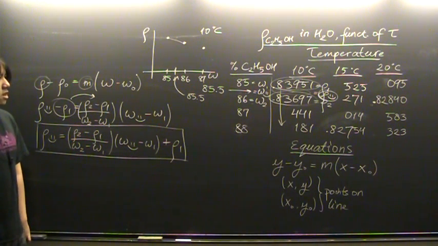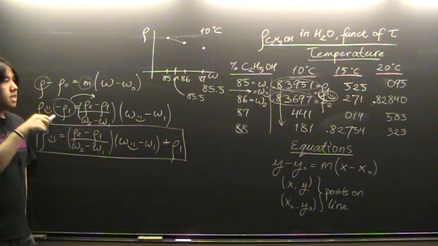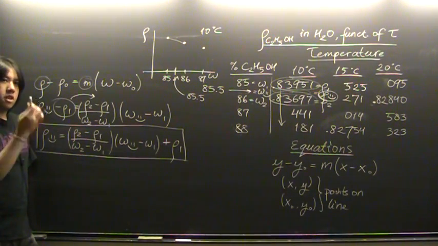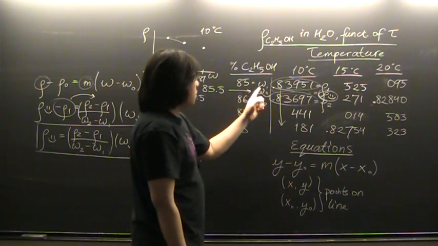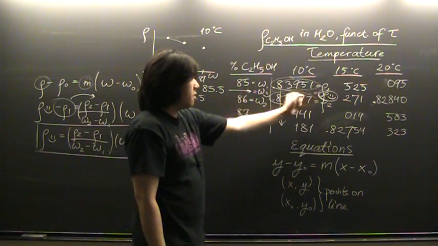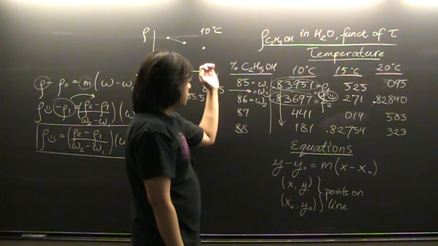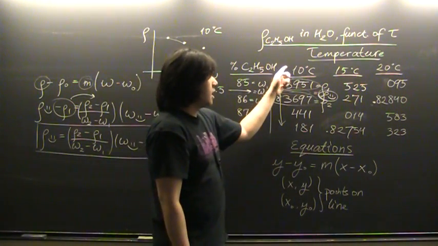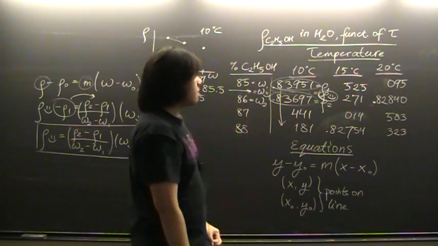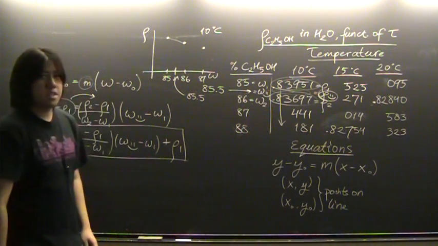Right? Cool. So next time we'll be talking about bilinear interpolation, which is what happens when we want to figure out a specific gravity that is at a weight percent that's not listed here and at a temperature that's not listed here. Right? But like I said, that's for next time.